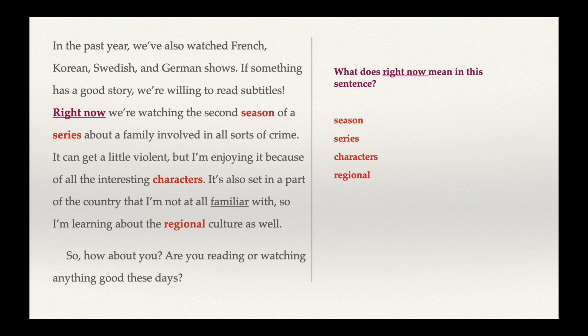We'll talk about these vocabulary words more in writing lesson 12. Here we also see the word characters. Characters are a word that we've talked about a little bit, but we definitely need to use this word when we're talking about books and movies. And finally, we have the word regional when talking about regional culture. If you don't know what regional is, you can guess it has to do with geography, because we're talking about a part of the country that I don't know. So it has to do with where something is located.